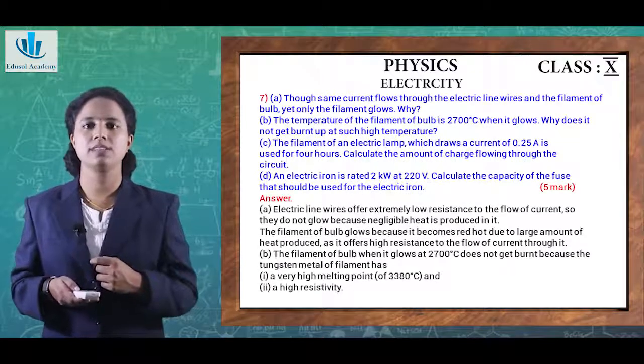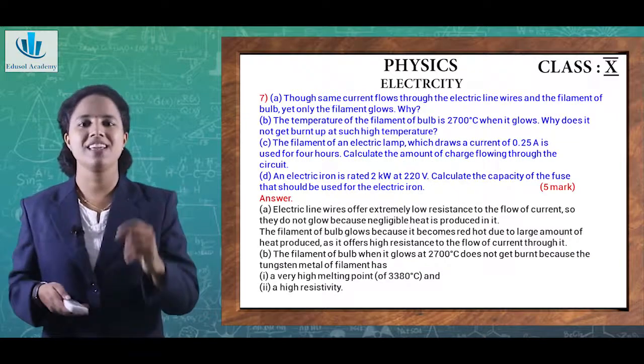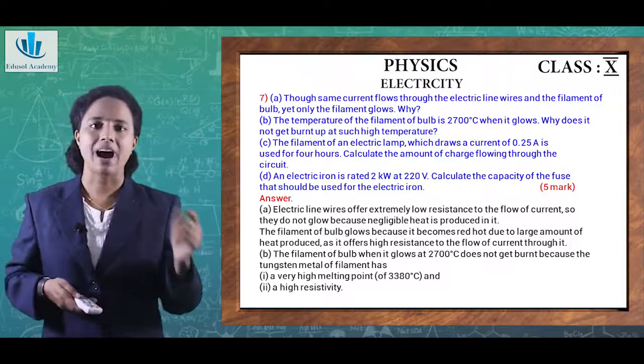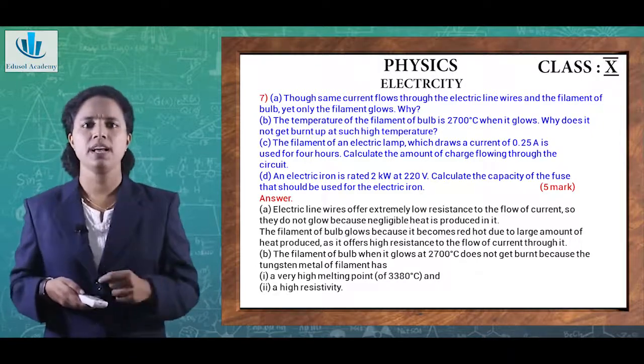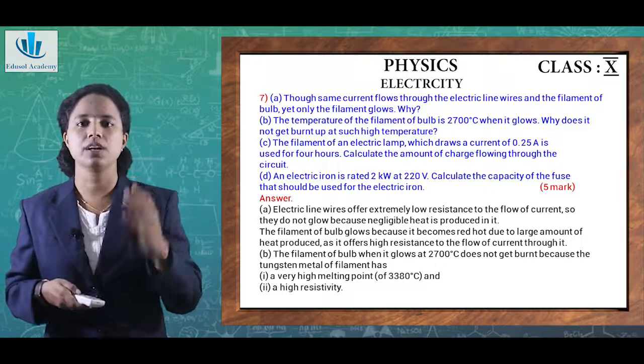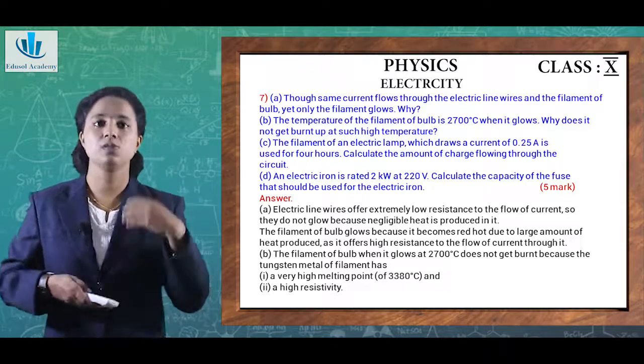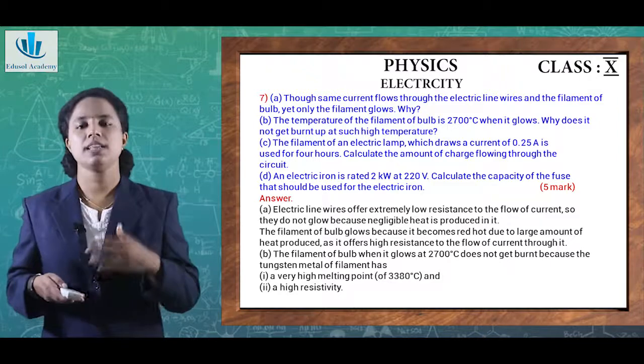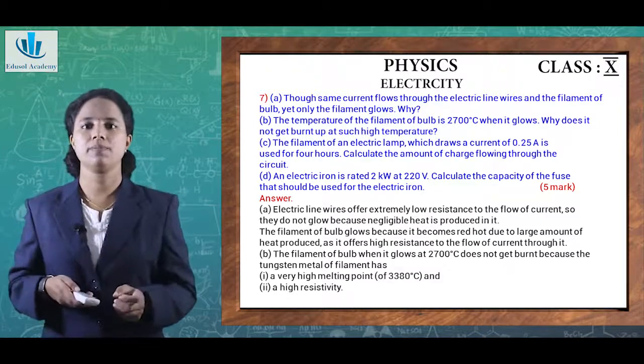So the fourth question is, an electric iron is rated 2 kilowatt at 220 volt. Calculate the capacity of the fuse that should be used for the electric iron. So we are asked to calculate the capacity of the fuse that can be used in the electric iron.